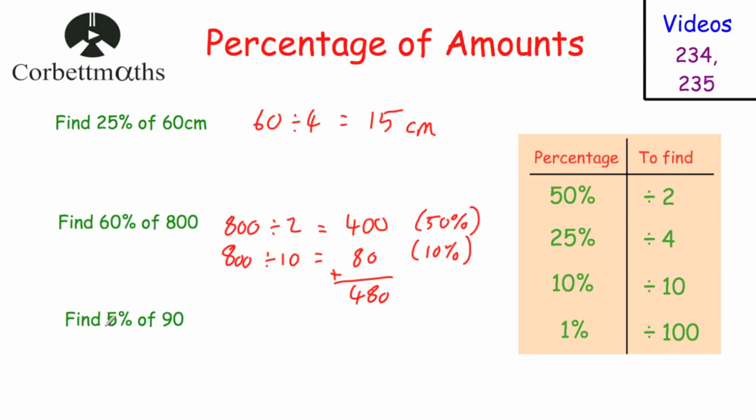Okay, and our last question. Our last question says, find 5% of 90. Now to find 5%, I tend to want to find 10% and then half it. So let's find 10% of 90 to begin with.